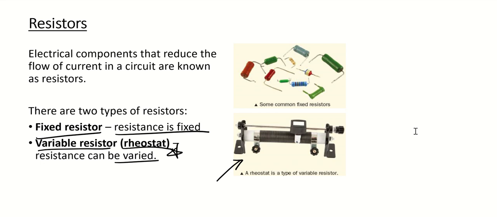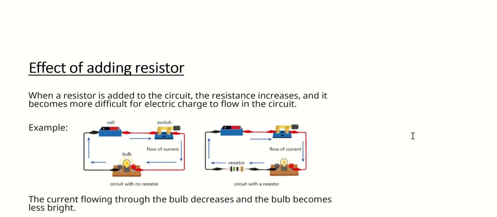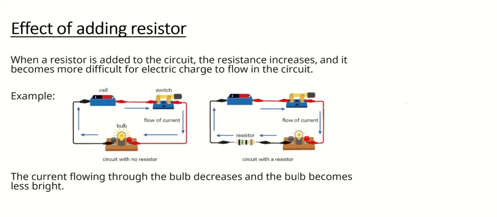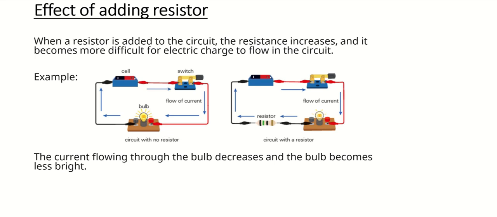When we are doing our experiment, you should be able to see this in the lab. We also have a lot of fixed resistors. So what is the effect of adding a resistor? When a resistor is added to the circuit, the resistance increases, right? As we have more and more resistors, definitely the resistance increases.